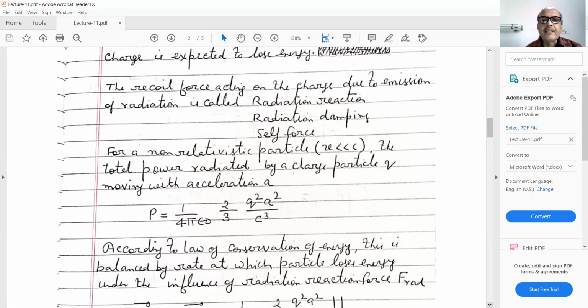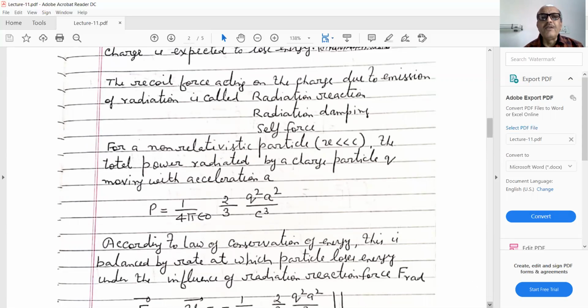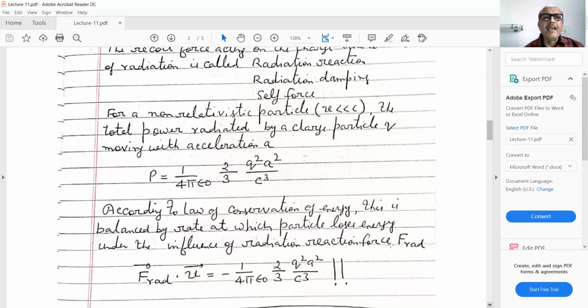We can write the equation of motion as F external plus F radiation equals m into dv over dt. Here we are considering the external force to be equal to 0, and you will see at the end. According to the law of conservation of energy, this power radiated by the charged particle must be balanced by the rate at which the particle loses energy under the influence of the radiation reaction force F radiation.